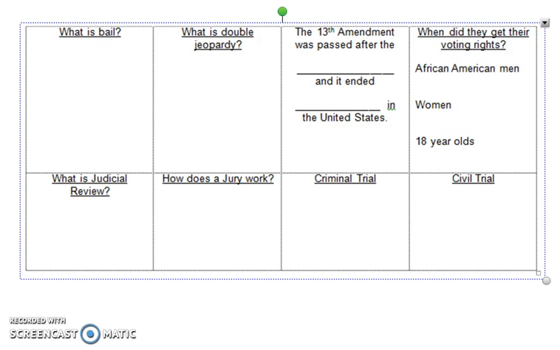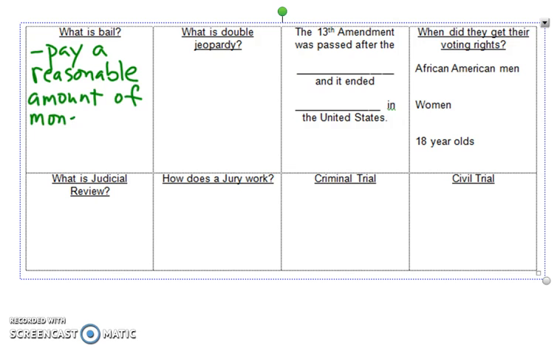Next, we talked about the Eighth Amendment. The Eighth Amendment gives a right to a reasonable bail, which means you have the right to pay a reasonable amount of money. Small crimes, small bail; big crimes, big bail. Pay a reasonable amount of money to go home. You don't have to sit in jail until your trial.